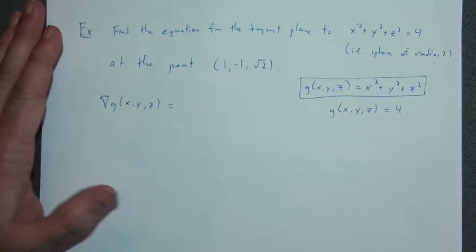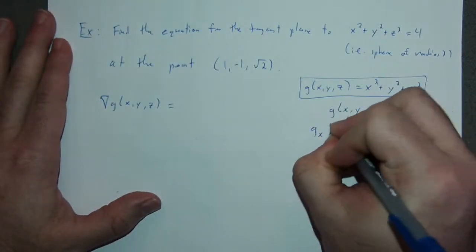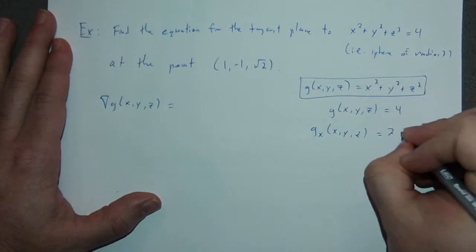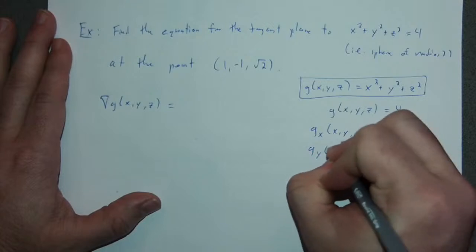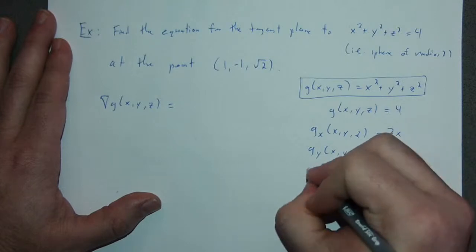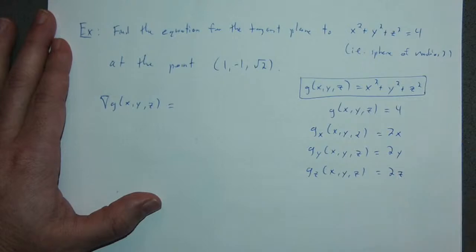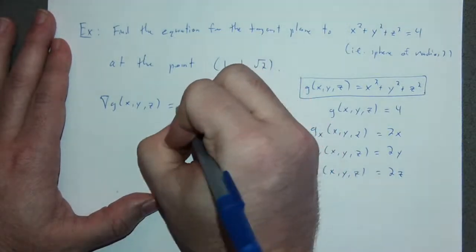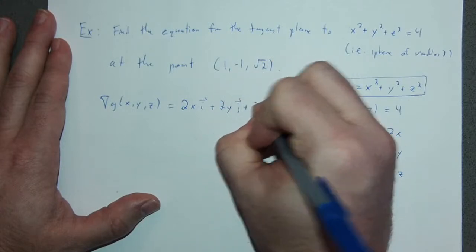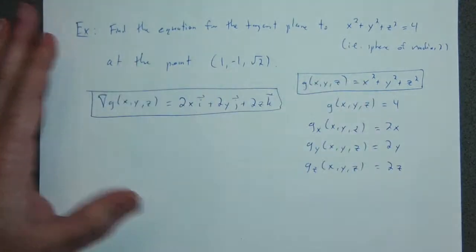Well, in order to write this, I need to write the x, y, and z partials of g. So what is the x partial of g? Well, this is easy enough. It's 2x. What's the y partial of g? 2y. What's the z partial of g? 2z. And so the gradient vector is 2x i plus 2y j plus 2z k. All right, so easy enough.